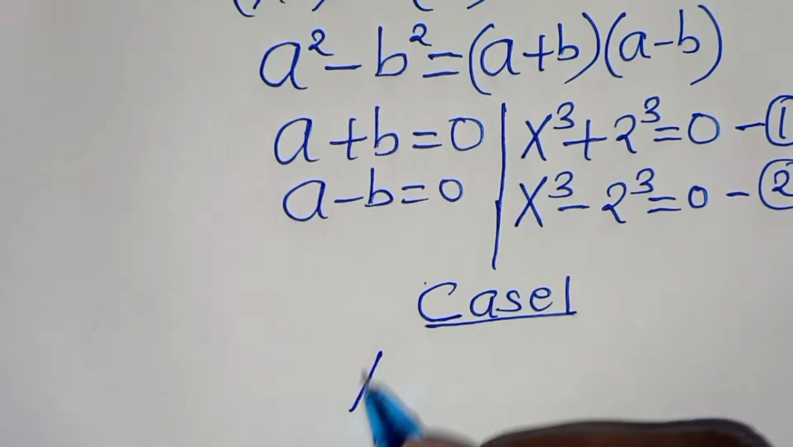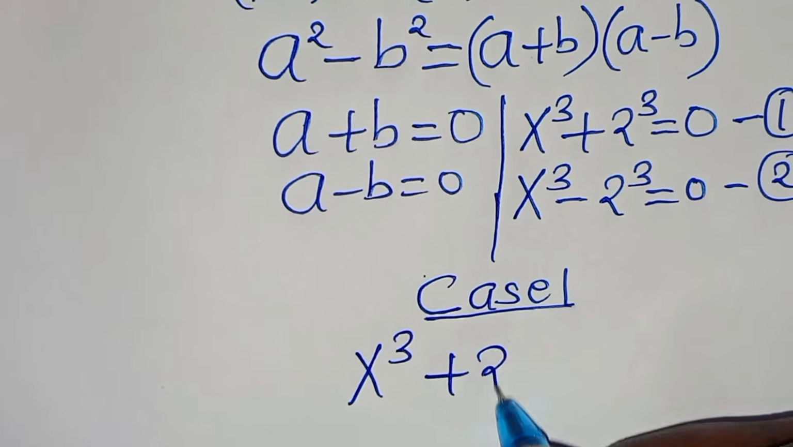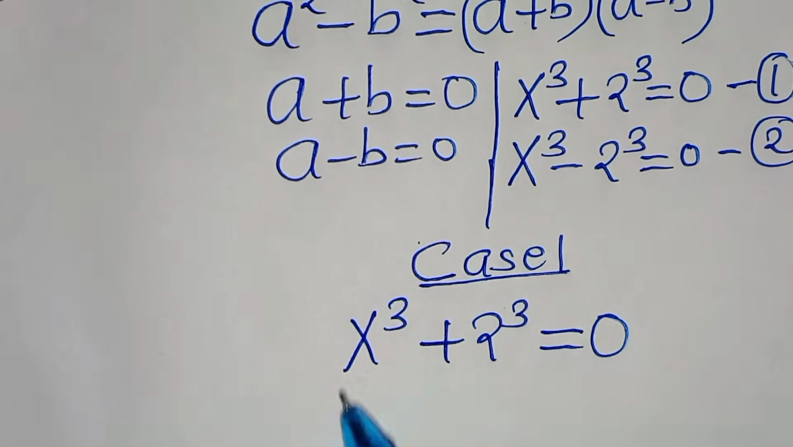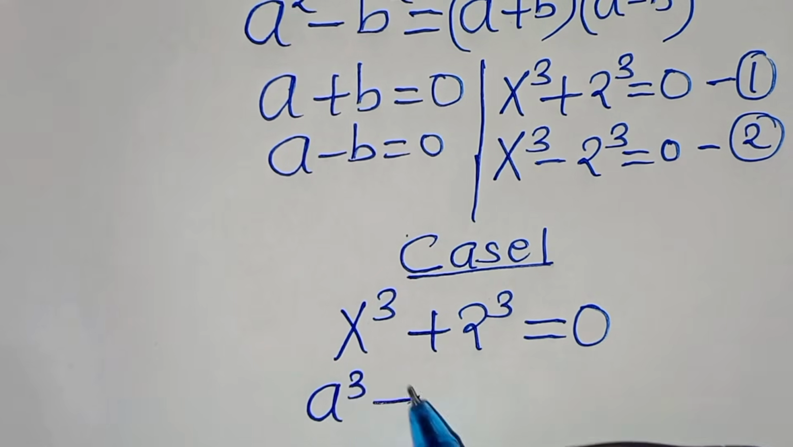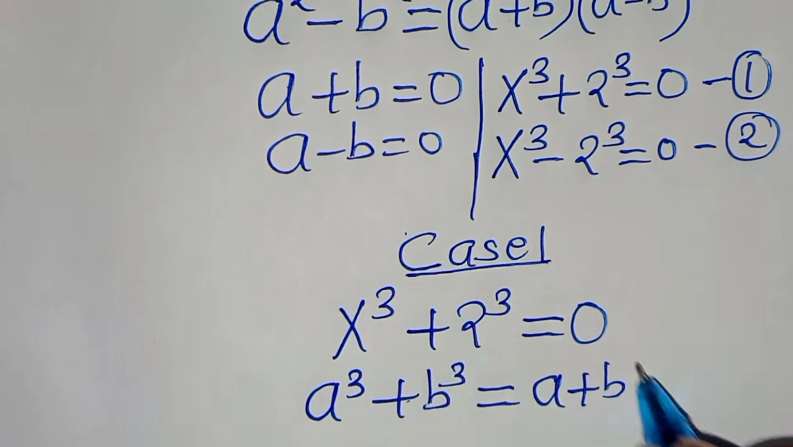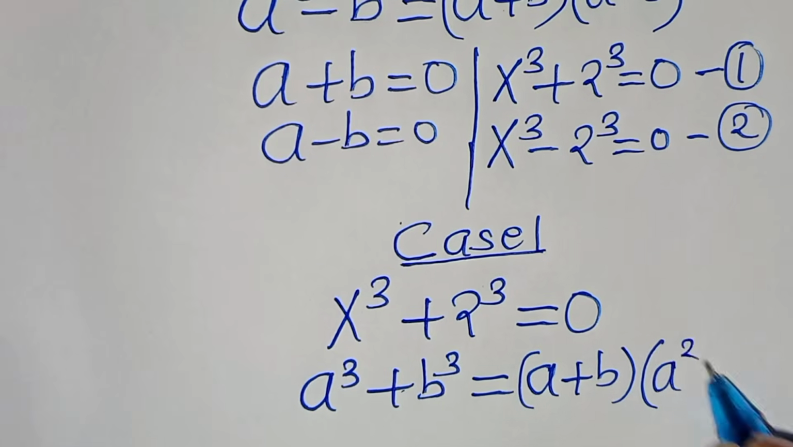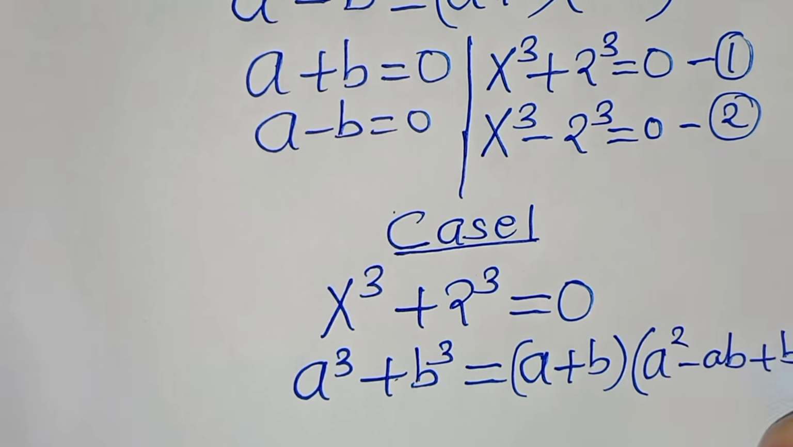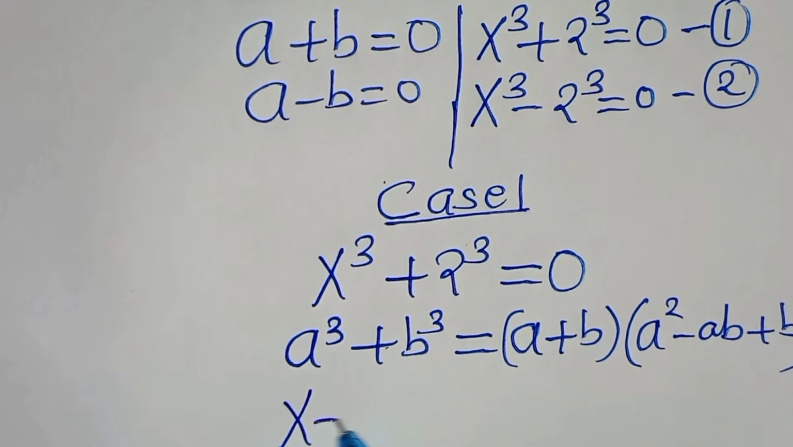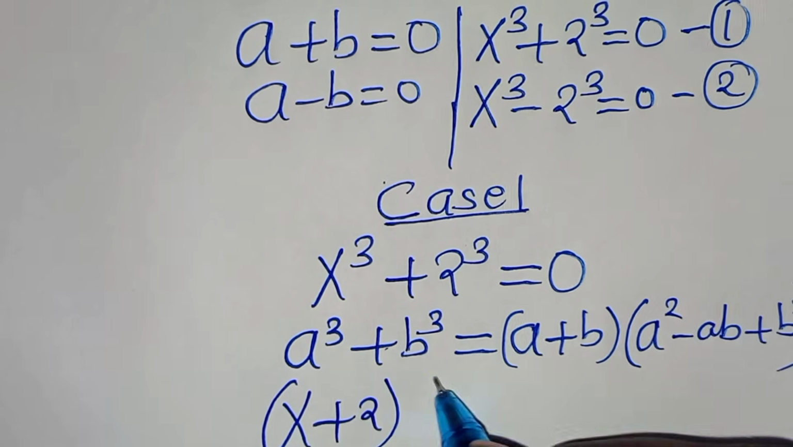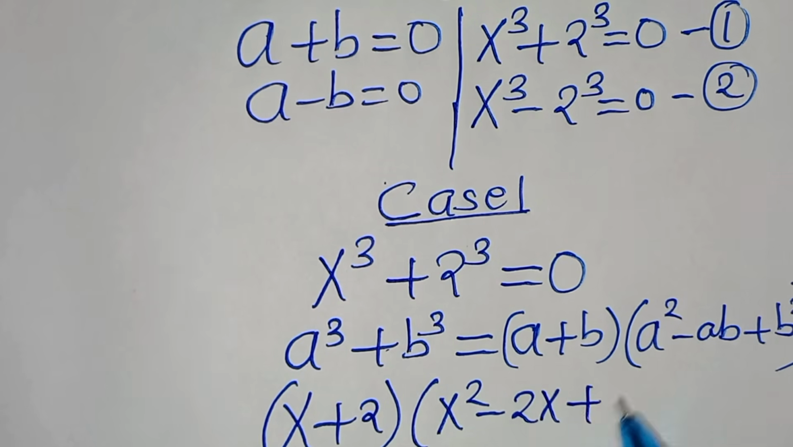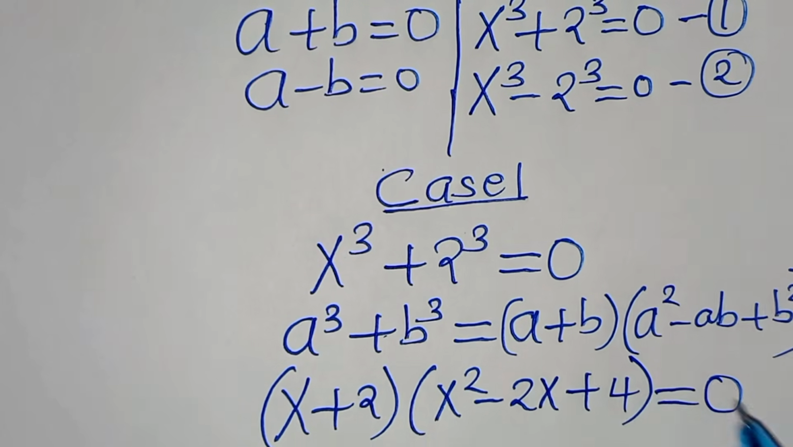We have x to the power of 3 plus 2 to the power of 3 equal to 0. Now this is actually the sum of two cubes, expressed as a to the power of 3 plus b to the power of 3, which can be expressed as a plus b times a to the power of 2 minus ab plus b to the power of 2. Applying this identity, we have x plus 2 times x squared minus 2x plus 2 squared, which is 4, equal to 0.